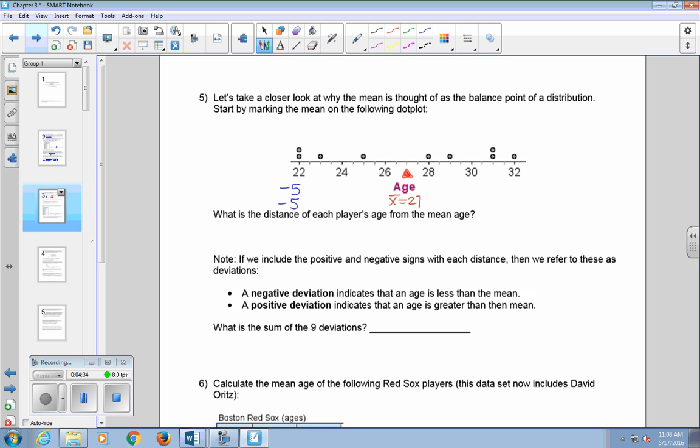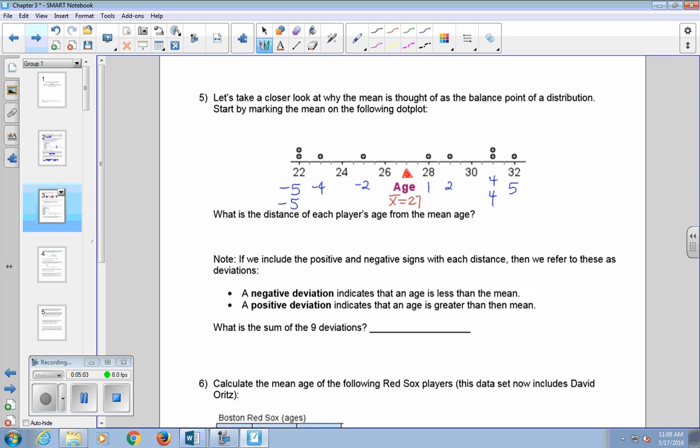whose deviation, we could say, from the mean. Here it's -4. This one would be -2. Then we have some players who are above the mean. This was one year above the mean, 2 years above the mean. This one is 4 years. We have 2 players that are 4 years and 1 player that's 5 years.